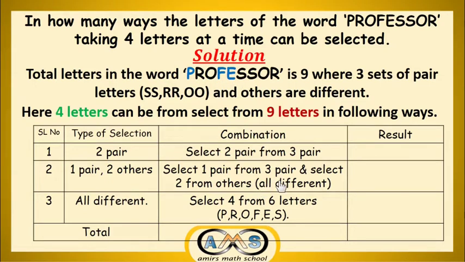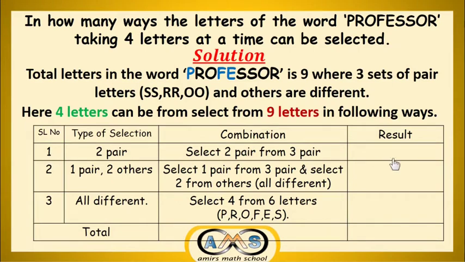So if we want to select 2 from the other letters, where all the letters are different, in that case we have to take 1 R and 1 O. That gives P, F, E and 1 R and 1 O. From these 5 letters, we have to select 2 letters. And in case 3, when all the letters are different, we have to remove 1 S, 1 R and 1 O. In that case, the total number of letters will be 6, that is P, R, O, F, E, S. From these 6 letters, we have to select 4 letters.